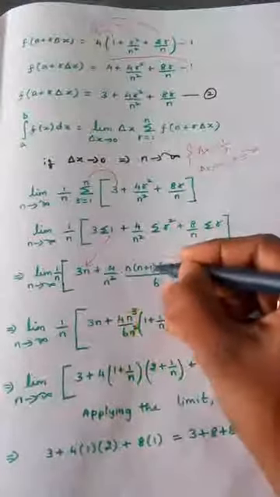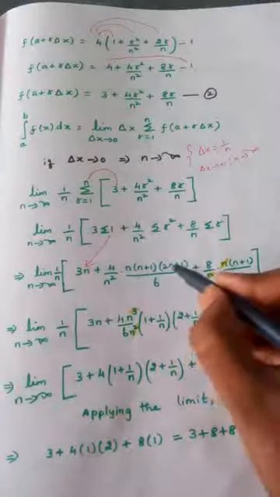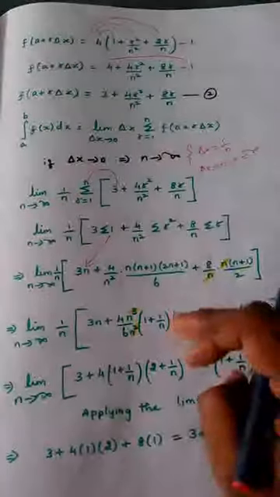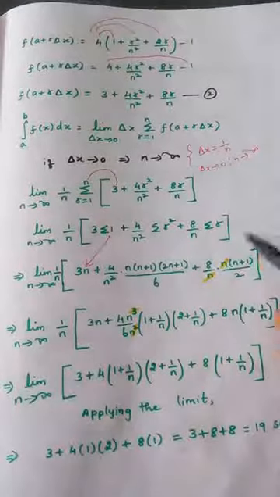If n is taken outside from this, what happens here? 1 plus 1 by n. Similarly, if n goes outside, 2 plus 1 by n. So n is taken outside and the remaining is written here. Here n gets cancelled now, so 8.